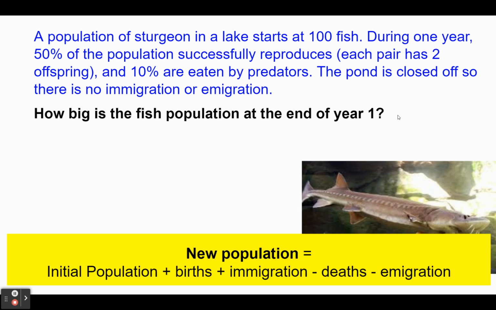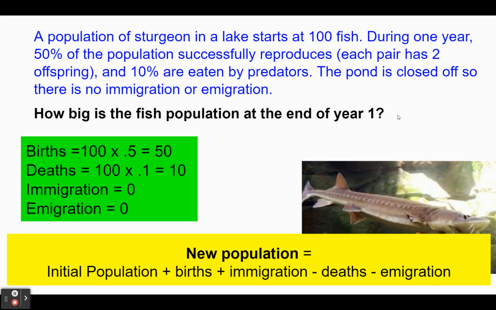Okay, here's our same equation. New population equals initial population plus births plus immigration minus death minus emigration. All right, so we have to do some calculations before we can plug in our numbers. Births is going to be 100 times 50% because 50% of our fish are replacing themselves, or they're having a baby. So that's 100 times 0.5, or 100 times 50%, so 50 new fish are born. 10% of our fish are dying because they're eaten by predators. So 100 times 0.1, or 100 times 10%, that's going to equal 10. We have no immigration and no emigration.